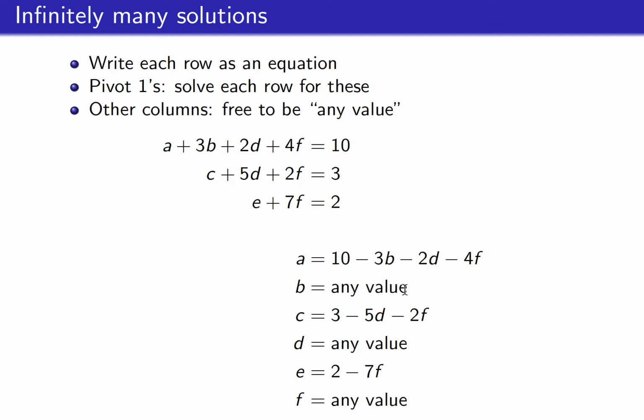They're not necessarily even the same thing. I mean, B could be 5, D can be 10, F could be 34. And then you just plug it into these things, and you're going to get values for A, C, and E. And that will be a solution. Again, because any number could work for these, there are infinitely many solutions to this problem.